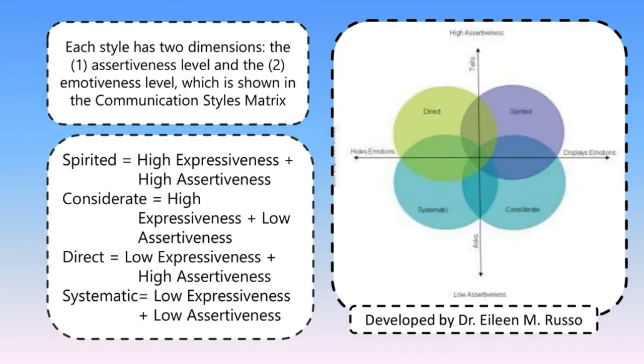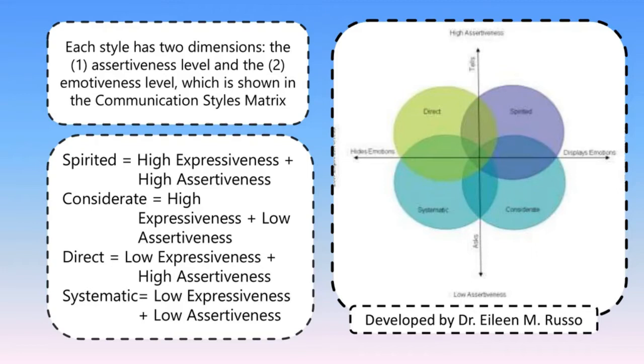communication styles developed by Dr. Aileen Russo. Each style has two dimensions: assertiveness level and emotiveness level, or expressiveness. So for spirited, it is high expressive plus high assertive. For considerate, that is high expressive plus low assertive. For direct, that is low expressive plus high assertive. And for systematic, that is low expressive and low assertive.